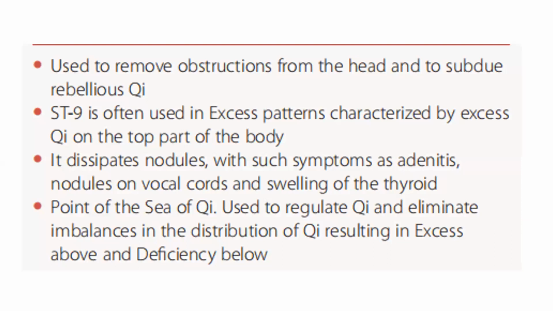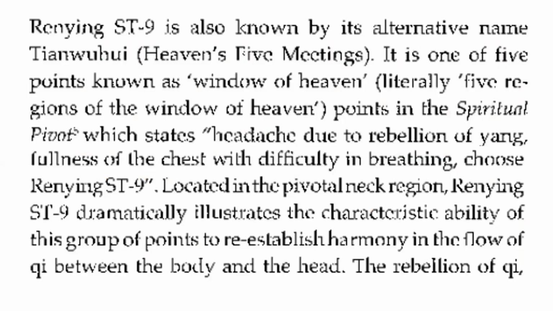Stomach 9 is used to remove obstruction from the head and to subdue rebellious Qi. It is often used in excess patterns characterized by excess Qi on the top part of the body. It dissipates nodules with such symptoms as adenitis, nodules on the vocal cords, and swelling of the thyroid. Stomach 9, also a Sea of Qi point, is used to regulate Qi and eliminate imbalances in the distribution of Qi, resulting in excess above and deficiency below.